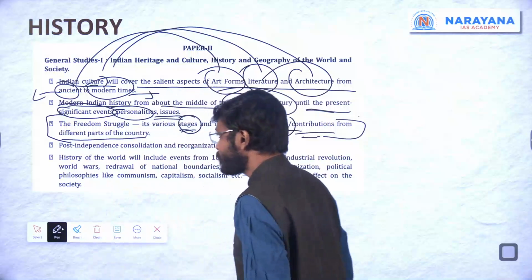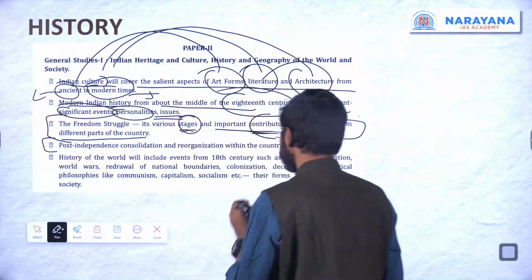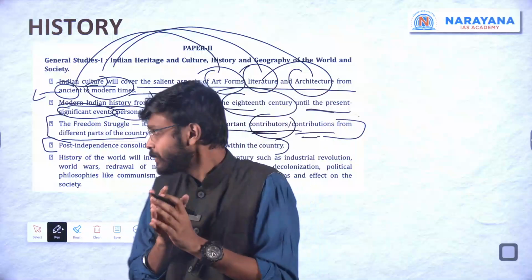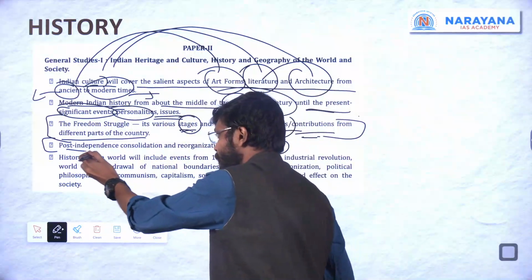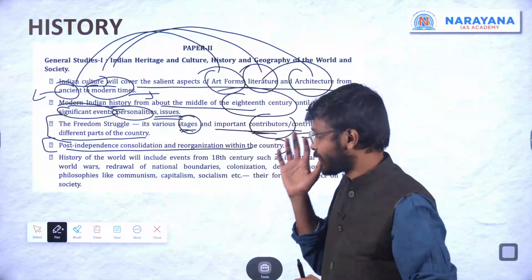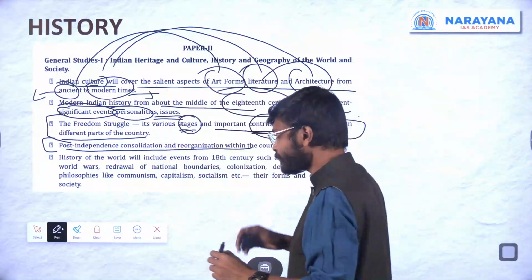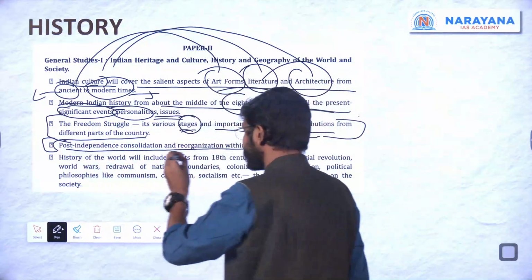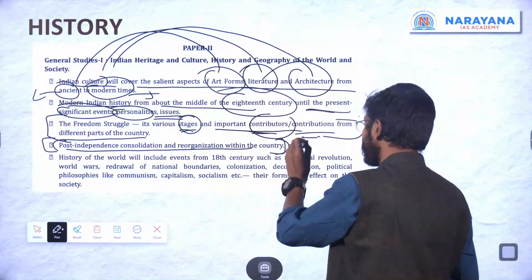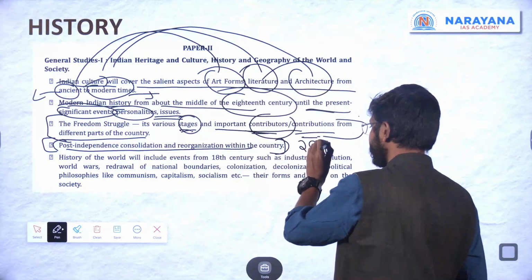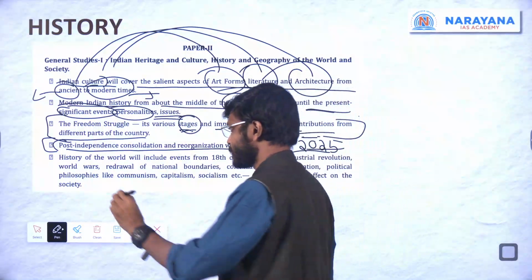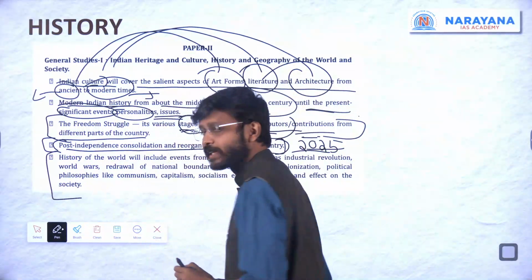After that we have post-independence consolidation. So we already got freedom, in 1947 we already got freedom. After that what happened? Post-independence consolidation and reorganization within the country, okay. So that also we have to study. Okay. So, for this also there is no particular end timeline given. For example, it can even be till 2025, that also we can include here. Post-independence consolidation means, after that, again it is an entirely different area.